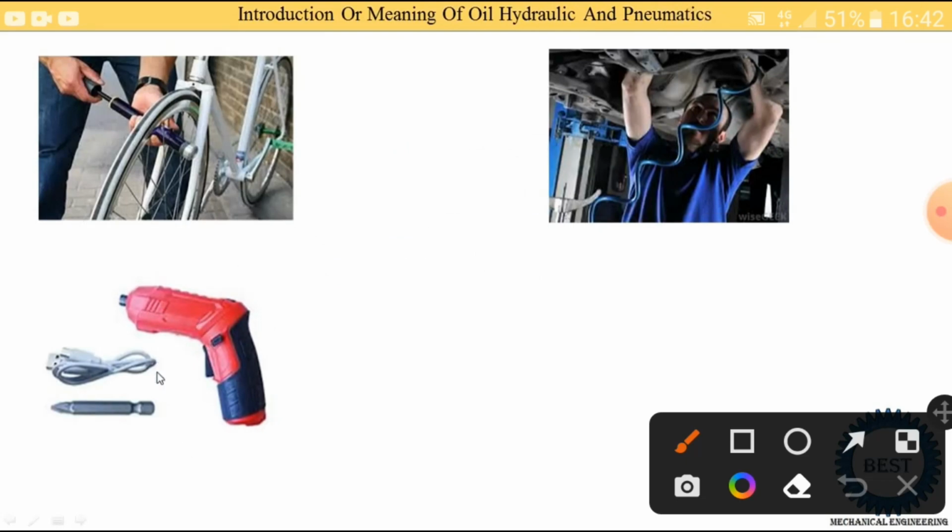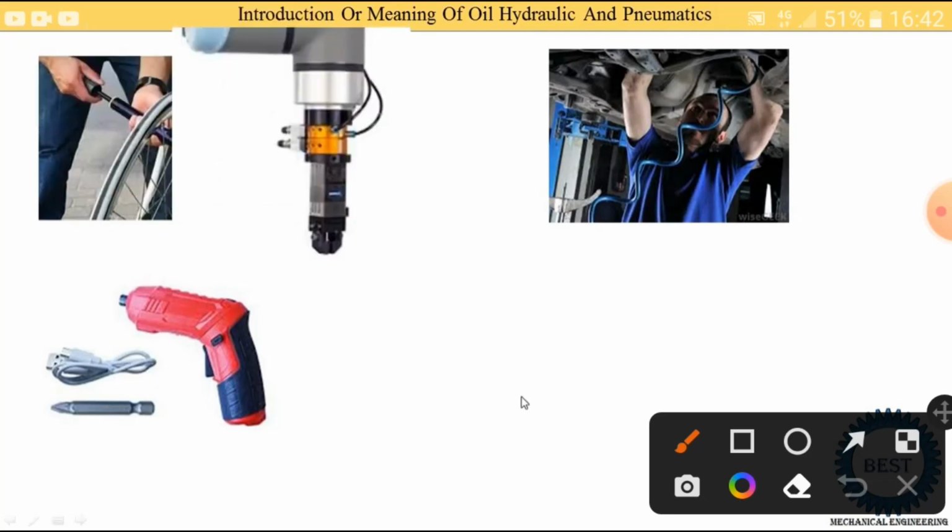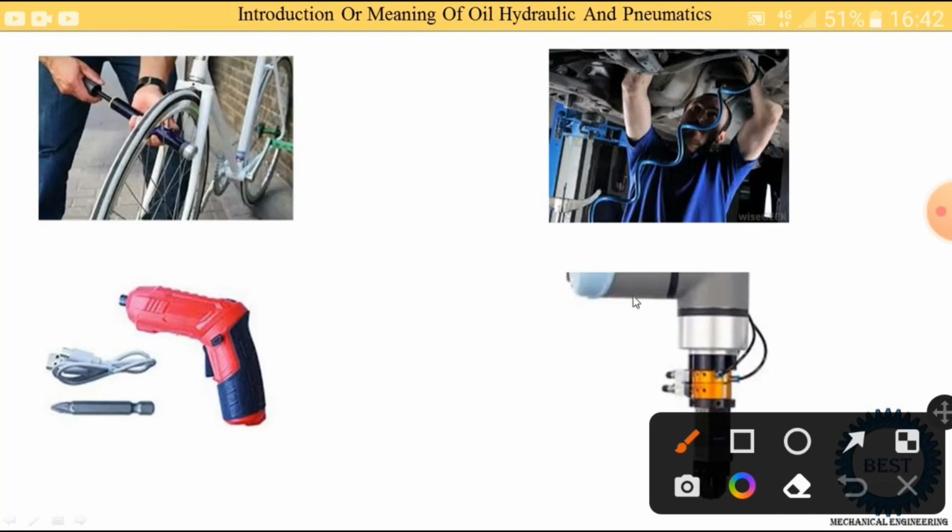Here is a drilling machine-like device used for breaking concrete, generally used in mines. That is also pneumatically operated. And this is a tool changer, where loading and unloading of the tool is done by using compressed air. When we fill the tool here, it is removed by using this compressed air.